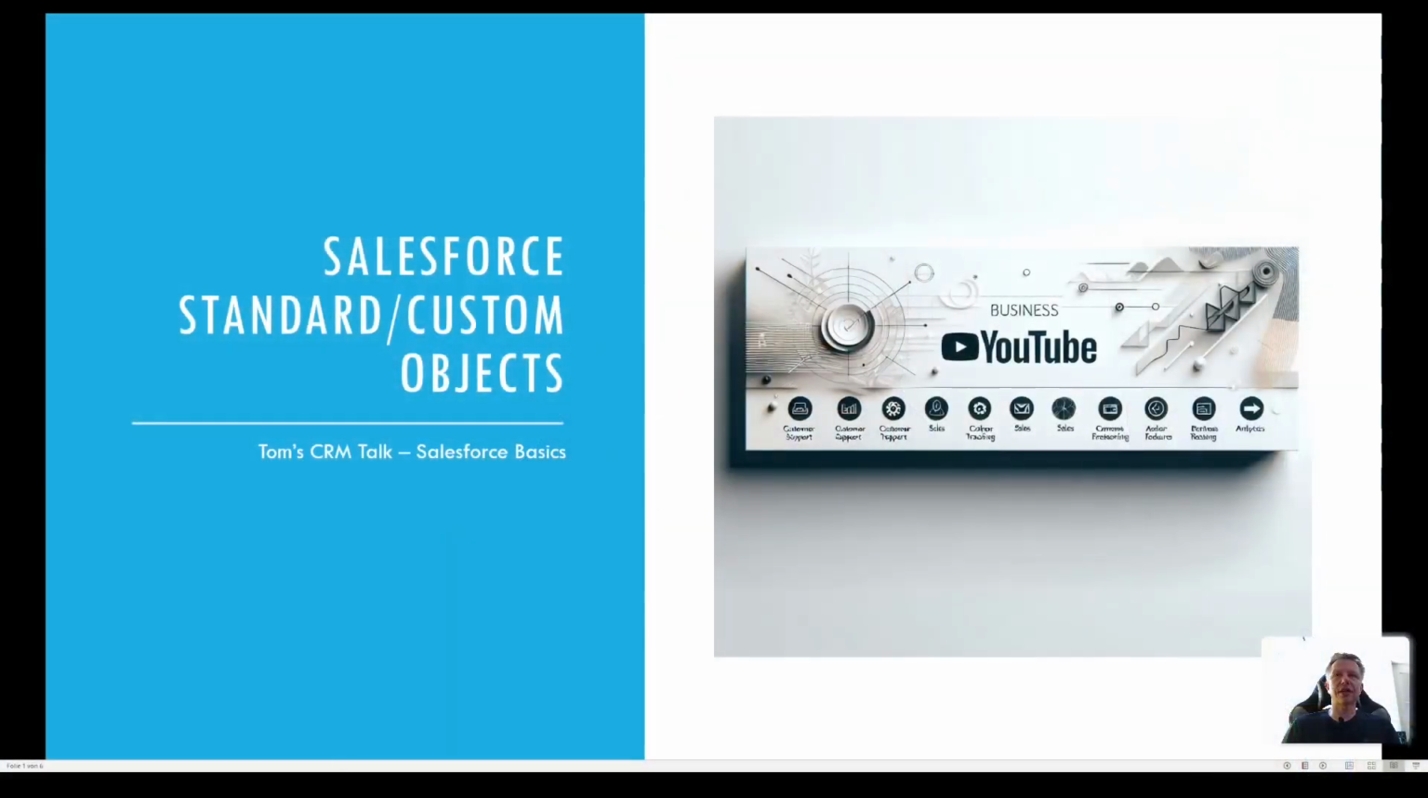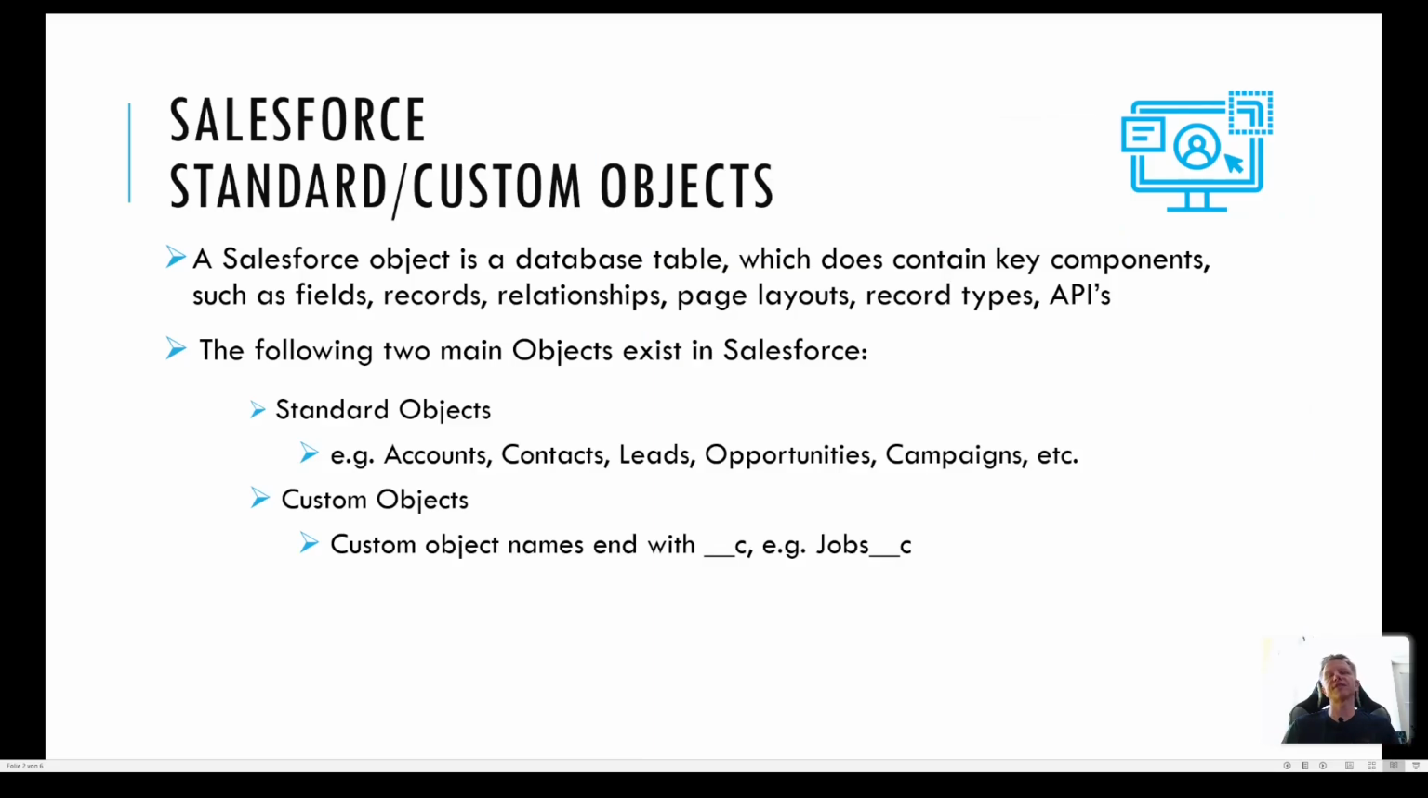All right, so let's start with some PowerPoint slides. Just a little recap. What is a Salesforce object? It is a database table which contains key components such as fields, records, relationships, page layouts, record types, APIs. It pretty much contains everything you need to store, enter, and edit your data in Salesforce CRM and use it hopefully successfully for your business.